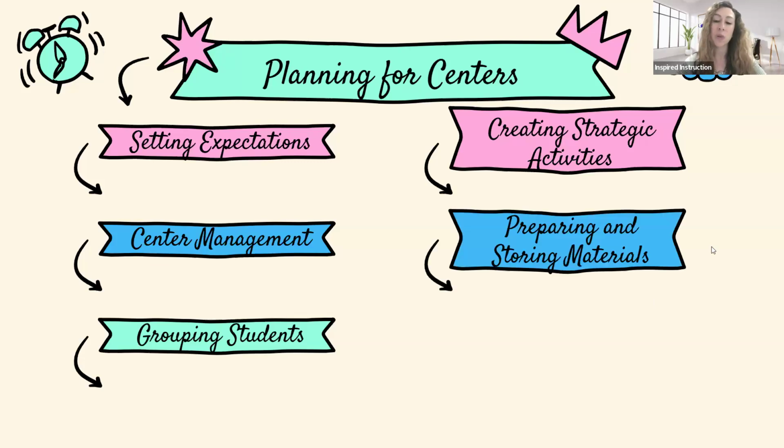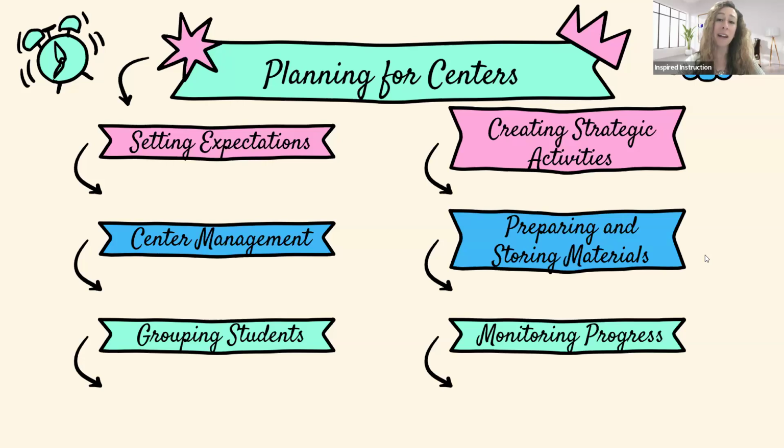We'll then go into how to prepare and store those materials. Again, organization is a big part of developing centers, especially for sustainable ones. And reusing materials is key as well. And then finally, we'll talk about monitoring progress. So just as you're going to plan what activities you're doing in a strategic way, you're going to plan the expectations that you plan to set and how you're going to manage your centers and group your students. You're also going to want to plan for how you monitor the progress that students are making, because that will in turn continue the cycle and inform how you group your students next time and how you are going to address any misconceptions or gaps in learning that you might recognize. All right, so let's begin to dig into some of these topics.